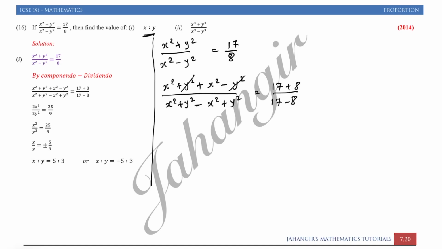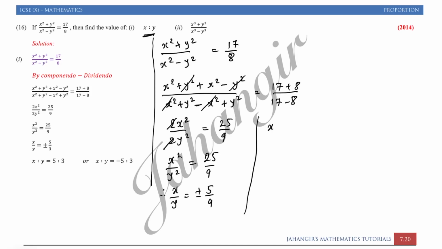So cancelling y square and x square, you will get 2x^2/2y^2 = 25/9. Cancel 2 and 2, so I will get x^2/y^2 = 25/9. So therefore I can write x/y = plus minus 5/3. So my ratio will be x is to y is 5 is to 3, sorry.